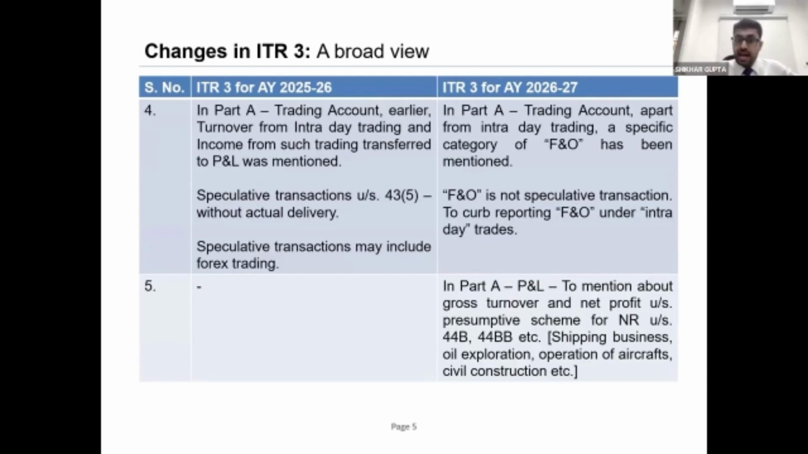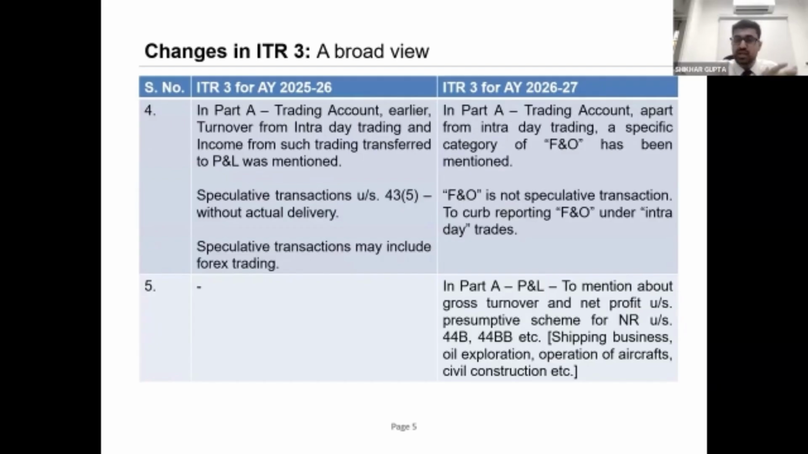So the concept remains, and rather becomes strengthened, by the fact that income from futures and options and income from intraday trading are two different concepts. Why? It's not because of our general understanding, it is because of the law that provides so. Futures and options are not considered speculative. Why? Because for that there is specifically a proviso in section 43 subsection 5. Intraday trading is considered speculative. Why? Because no specific proviso or explanation has been provided for it.